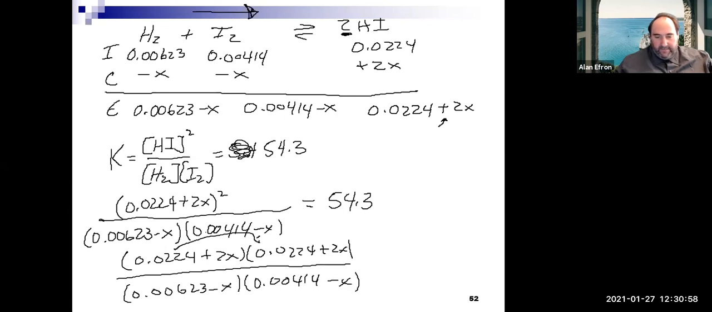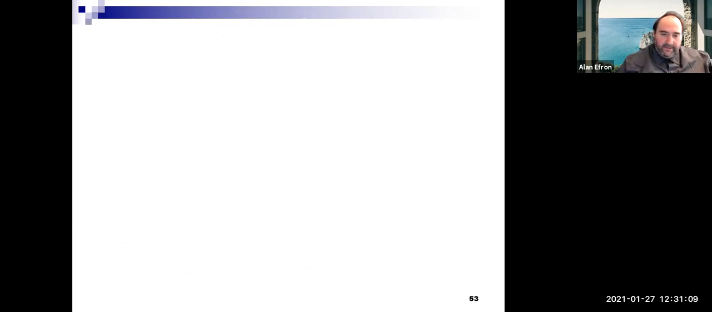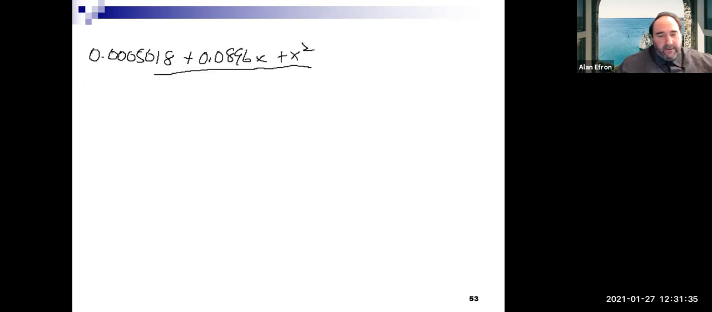So again, multiply both, just to remind everybody. I'm going to go to the next page and work all that out for you, so you can hopefully end up with something like what I got here. In this particular case, if we factored out the top, and depending on a little bit of rounding, you should end up with 0.0005018 plus 0.0896x plus x squared.